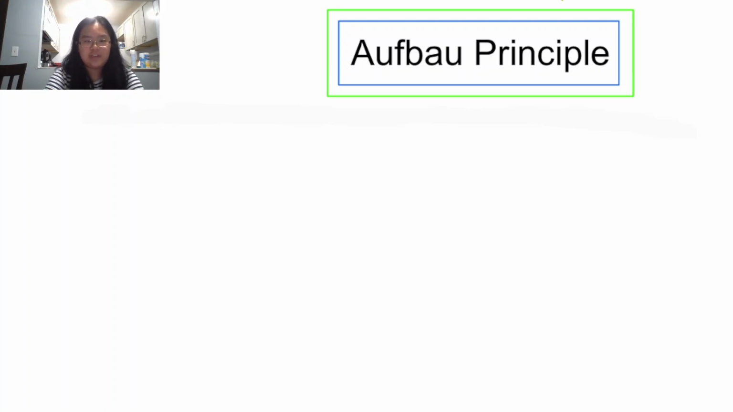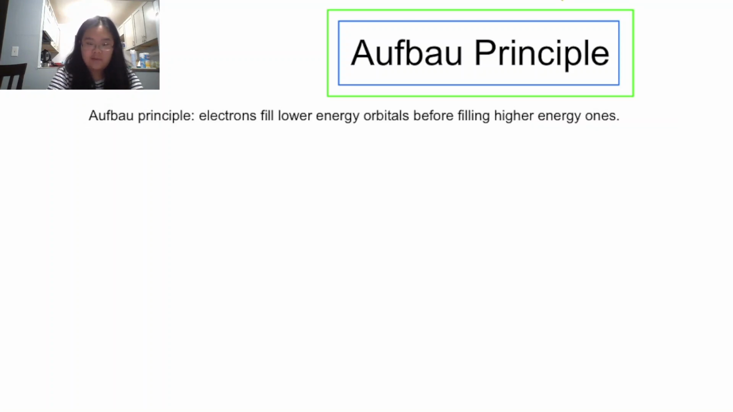Hi everyone, it's Trinity, and in today's video we're going to be learning about the Aufbau principle. So what is the Aufbau principle? Well, the Aufbau principle says that electrons fill lower energy orbitals before they fill higher energy orbitals.